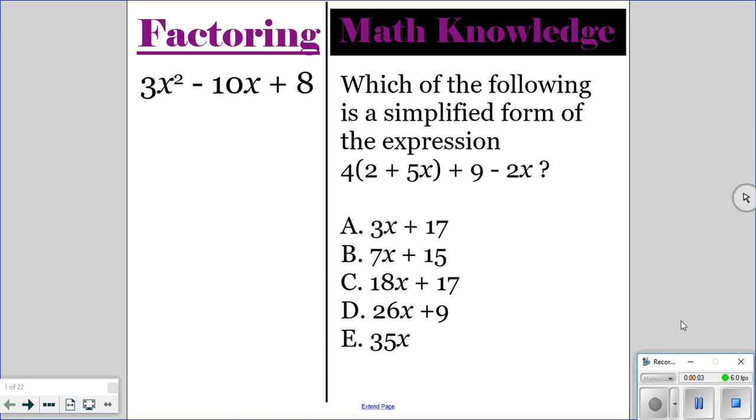All right, so y'all go ahead and do the factoring and the math knowledge question for today. Pause the video, and then once everyone is finished, you can unpause the video, and I'll go over the correct answers. So for the factoring, you're going to do remove, replace, reduce.